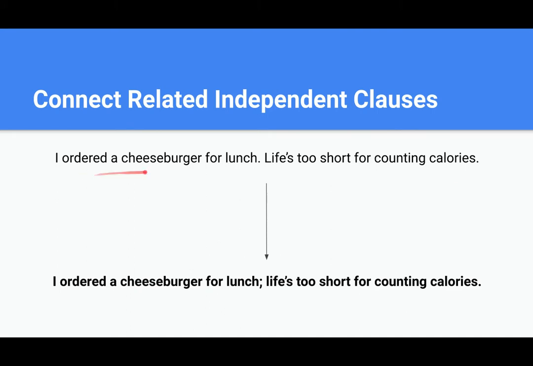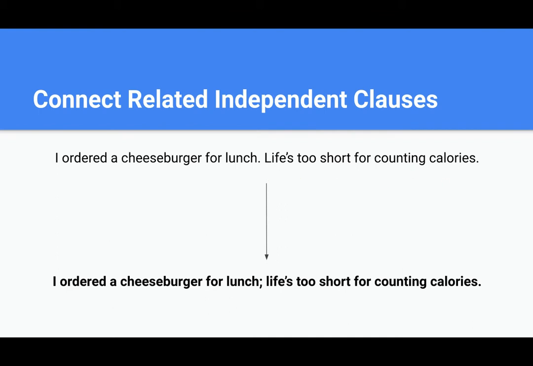So if you notice, these two sentences are all about the same thing. It's about that cheeseburger, right? And when you have two sentences that are related like that and that are about the same thing, and they follow one after the other, you can combine them with a semicolon. These are two independent clauses, which means that they stand alone as their own sentences. But again, they're related. Life's too short for counting calories is directly in response to ordering a cheeseburger. Without that cheeseburger, that person wouldn't say that.